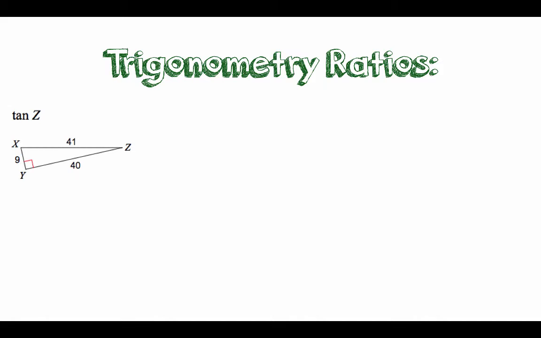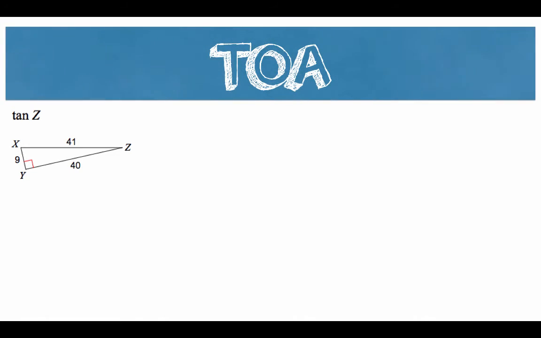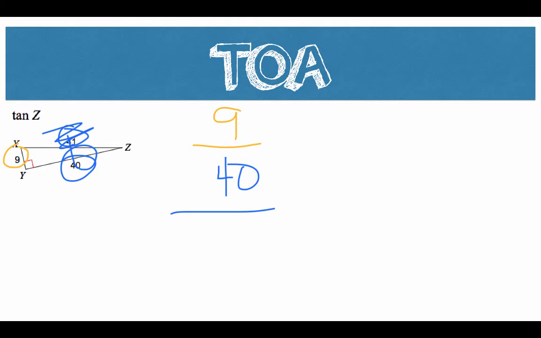Last but not least, let's look at the tangent, which is the TOA part of our examples here today. And what you will see is you will go tangent of X. So the adjacent is here, and our opposite is here. So it's opposite 9 over, ooh, I did that wrong. It's going to be that 40. That's the adjacent side, not that. Anyways, that would be your final answer here as well.